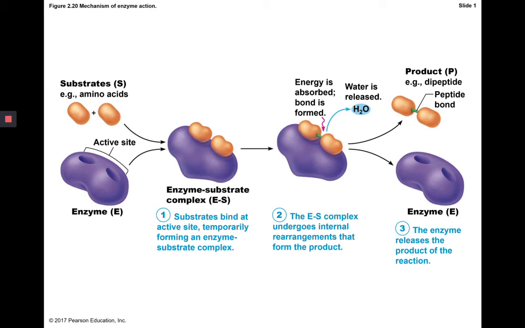So enzymes speed up or catalyze chemical reactions by allowing substrates, which are reactants, to bind to active sites and basically exist close to each other so that they're more likely to go through a chemical reaction in a faster manner.